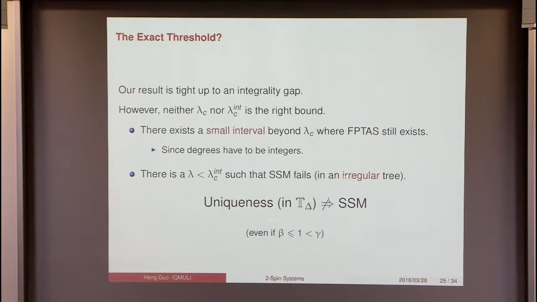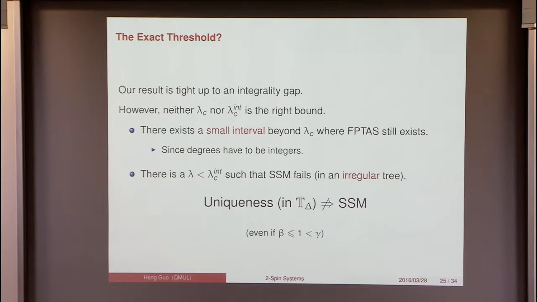So this construction is actually an irregular tree. Let's say the Delta c is 6, so sort of worst degree is 6. Then instead of a 6-regular tree, we construct an irregular tree with degrees 5 and 7, and 5 and 7, and so on, like alternating degrees. Then we observe that the correlation decay in such an irregular tree is worse than in the infinite regular trees.